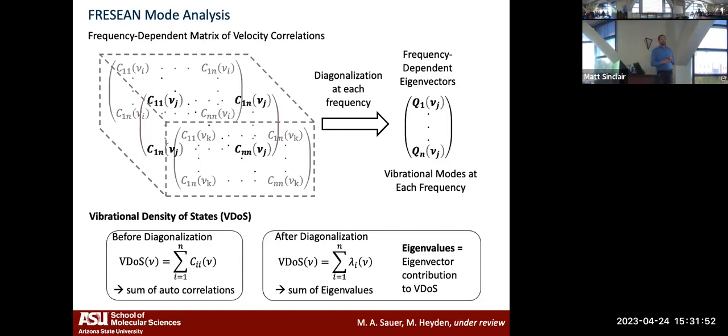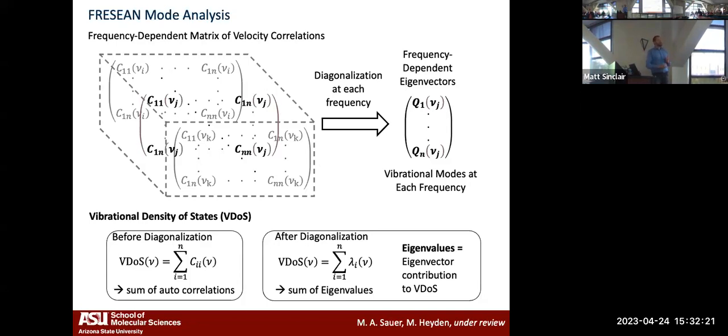That's kind of a weird object to think about, but we are not the first ones to ever look at it. This idea comes from Gerhard Matthias and Marcel Baer, and their idea of how to use this kind of weird representation of the vibrational density of states, because the diagonal elements of this matrix are the autocorrelation terms. That's exactly what we analyzed before when we calculated the vibrational density of states. You sum up the diagonal elements, you get your vibrational density of states, your vibrational spectrum.